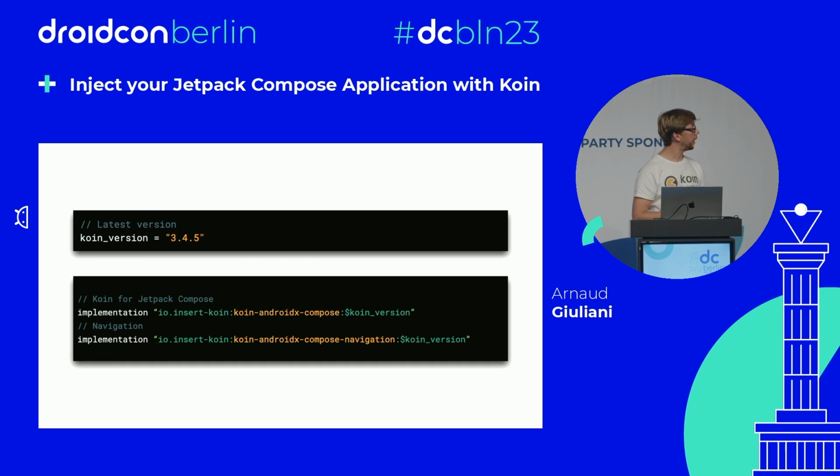Koin Compose API is already ready to be used. You just need to use the Koin Android Compose package. It's already in version 3.4.5. And there's also the Android Compose navigation package for those who are using navigation features. And then you have everything you need to inject inside a composable.